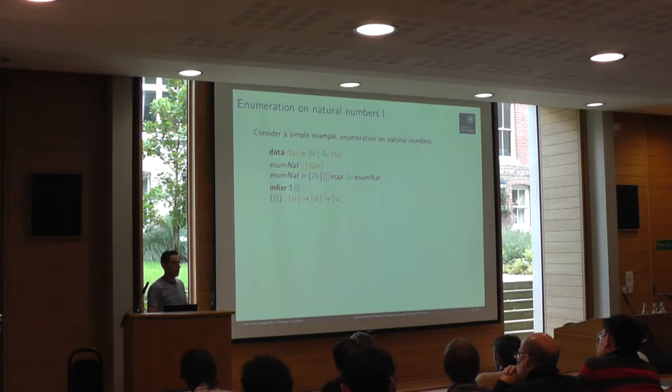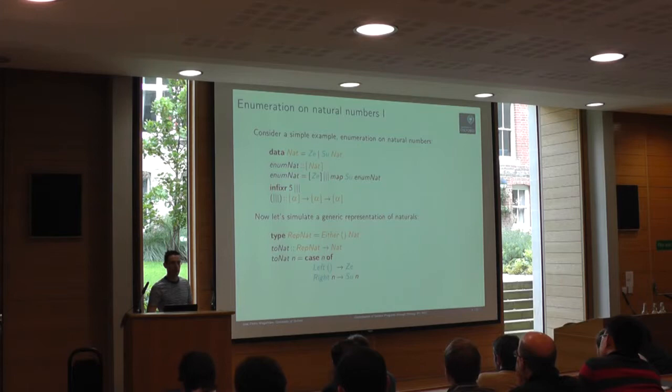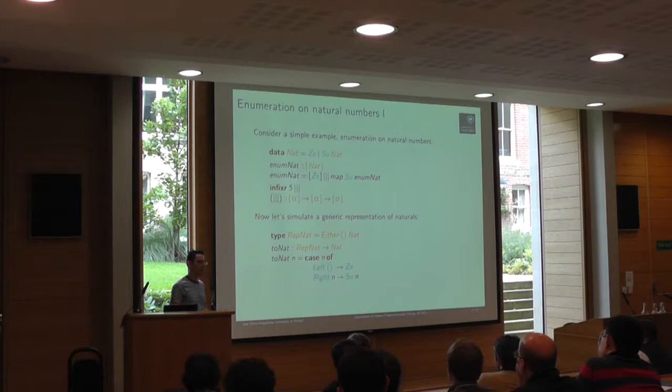Now, let's start with our simulation of a generic representation of natural numbers. Naturals are a choice, which we encode with the Either data type, between the base case zero, which we encode as a singleton, or, again, a natural number. We use a shallow representation here, so in the recursive positions we have naturals and not representations of naturals. This is essential so that conversion functions are not recursive, and since they're not recursive, they're far easier to optimize because you're not afraid that you will run into infinite inlining.